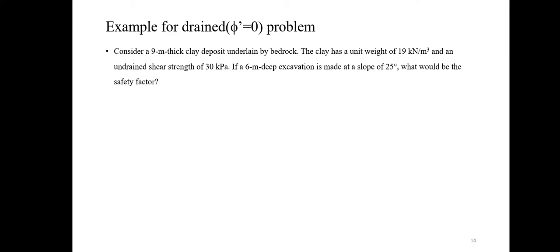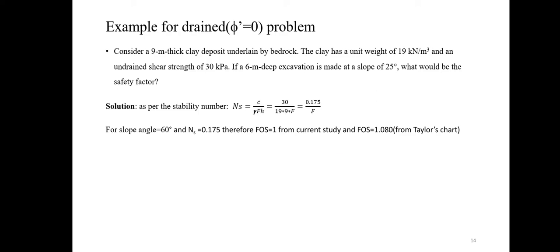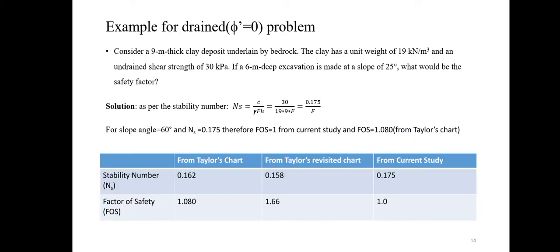Now we have done a problem for undrained soil and found that the results are more or less similar. Here the height of slope is taken as 9 meters, unit weight is taken as 19 kilonewton per meter cube, and undrained shear strength is 30 kilopascal. Hence we obtain a factor of safety from our study of 1, while by Taylor's charts we get 1.080, which is more or less similar.